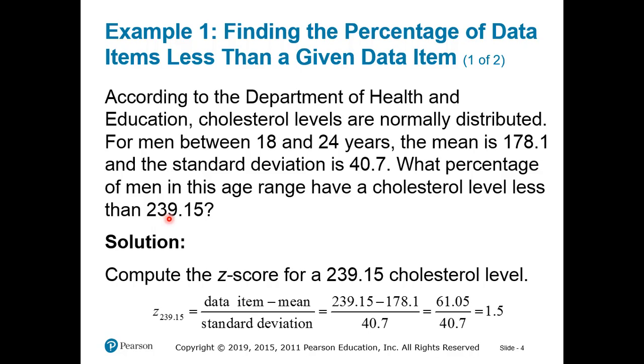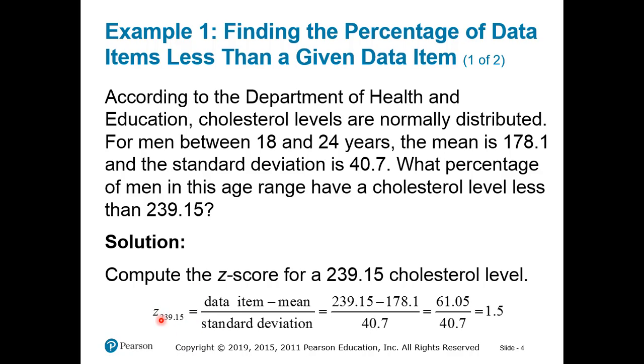We need a z-score in order to use the table, unless it becomes a whole number z-score, in which case we can use the empirical rule. But in most cases, it's not going to be a whole number. We'd love that, but it's not going to be that simple. So we're going to have to use the table, and I'm going to show you how. So change this to a z-score.